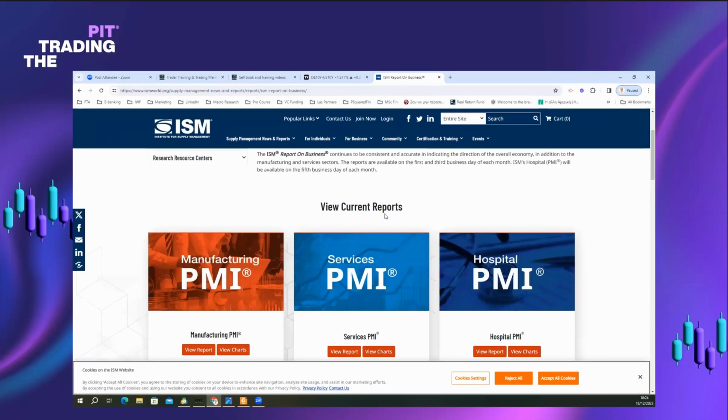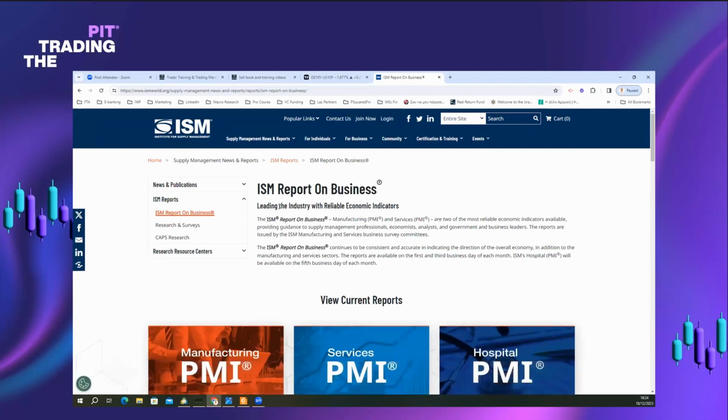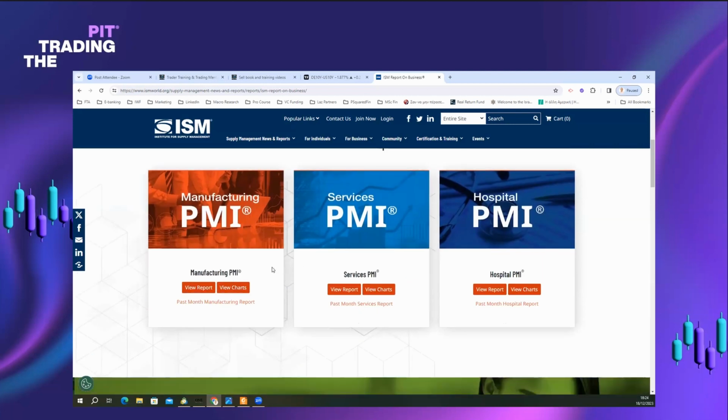Why is this important? You go here, ISM Institute. Everything you need to know about the economy is right here. Leading the industry with reliable economic indicators. Manufacturing PMI. Sorry about this, someone just passed by with very loud speakers.